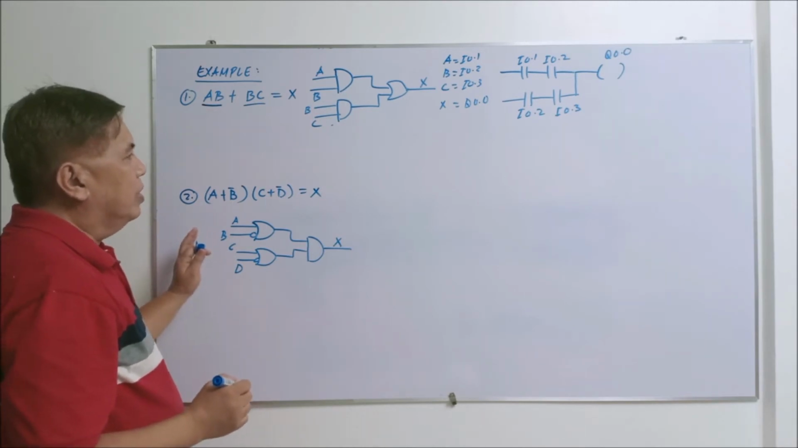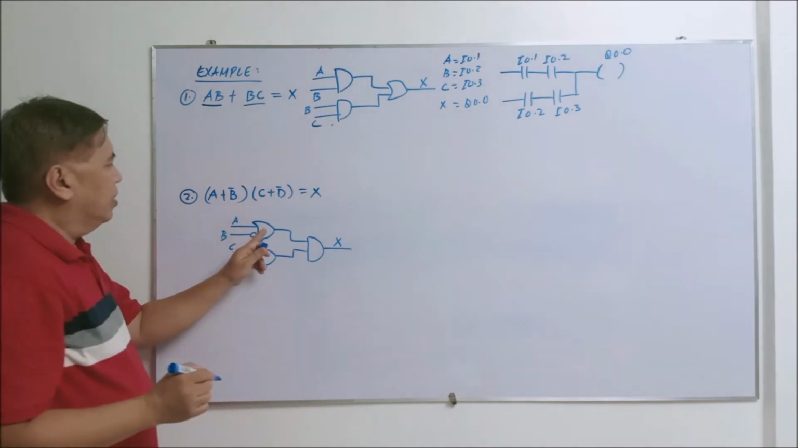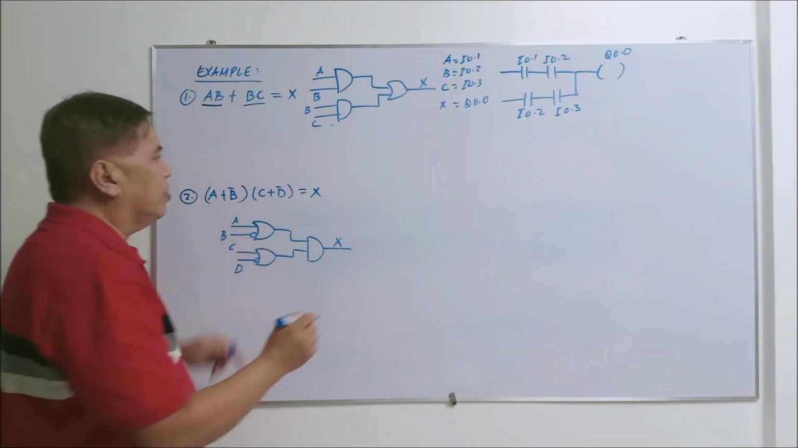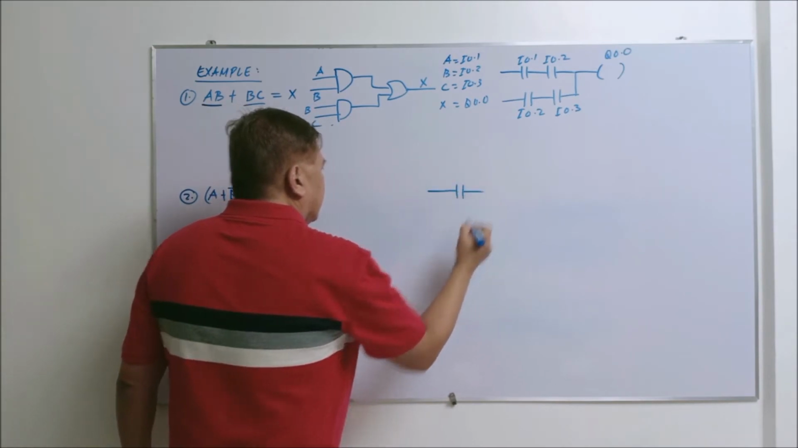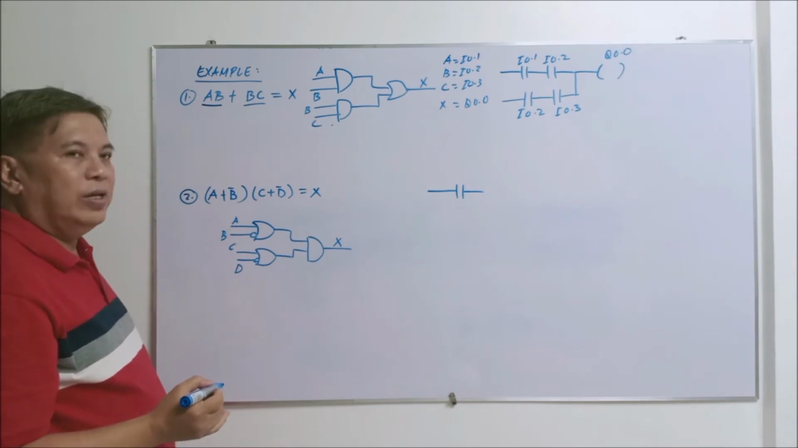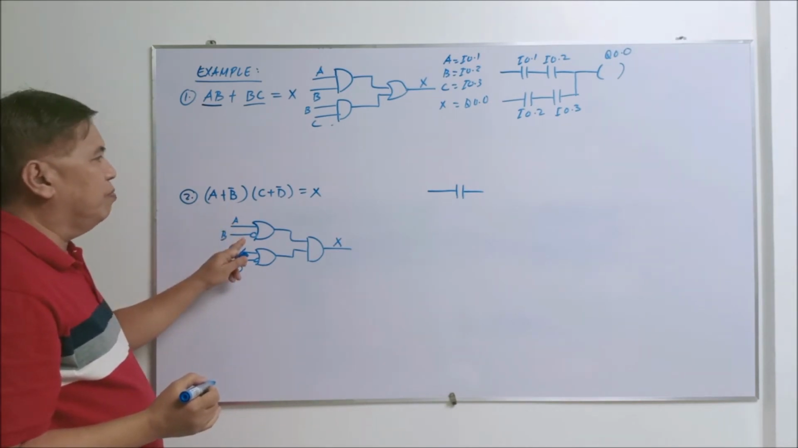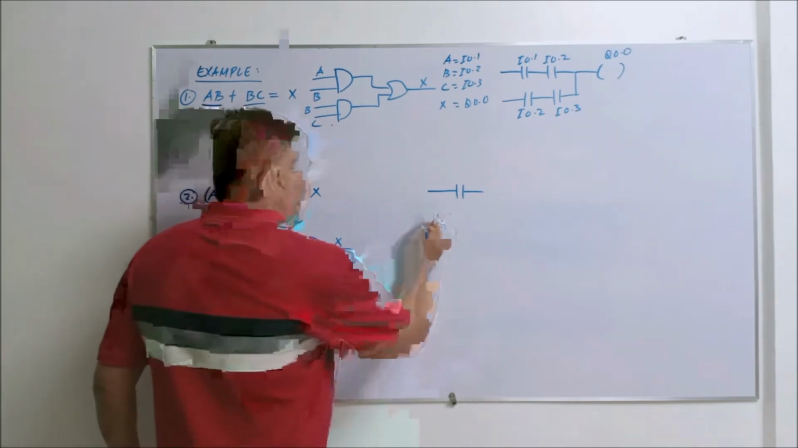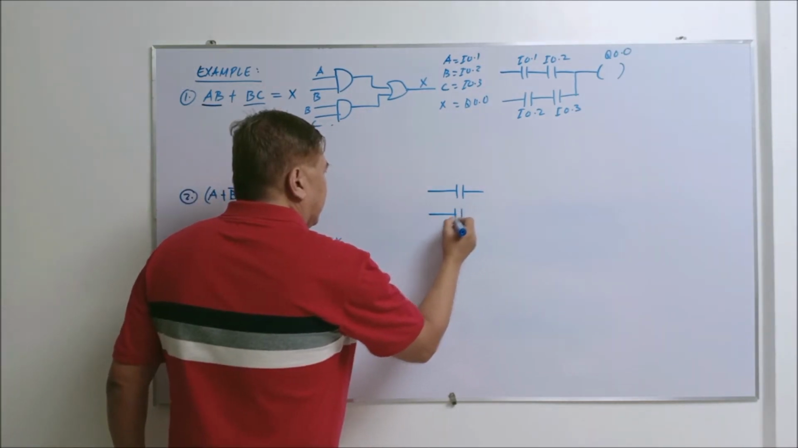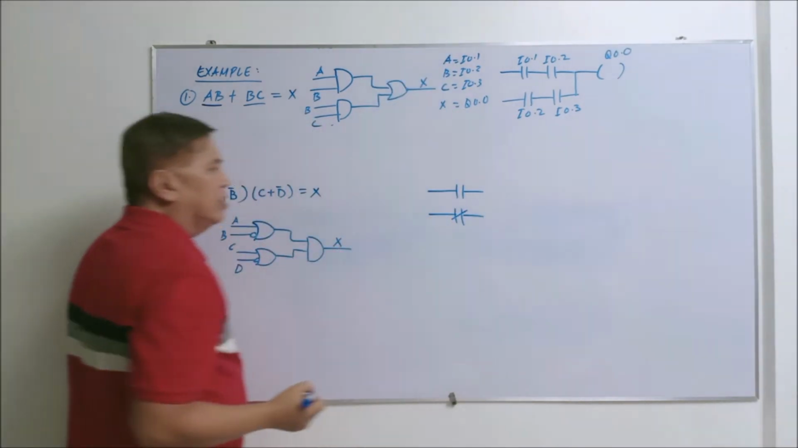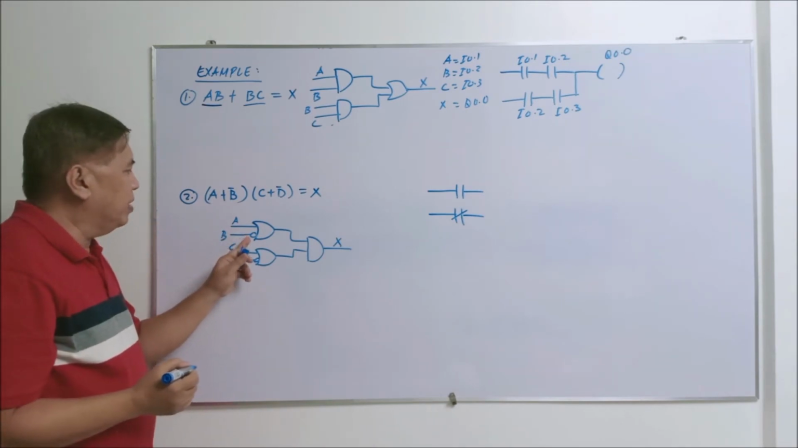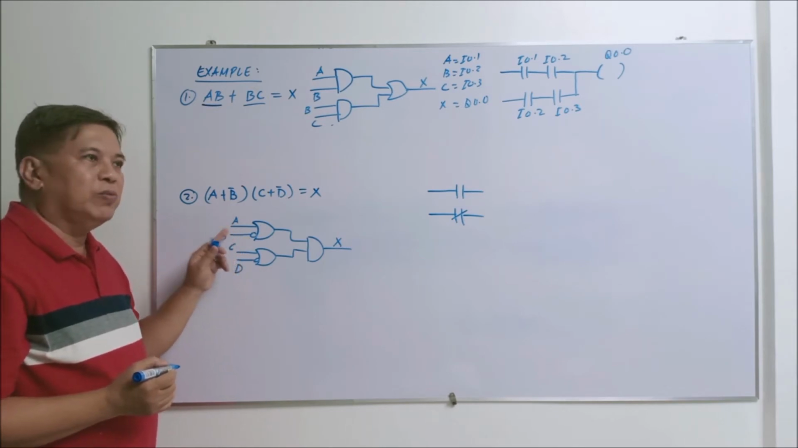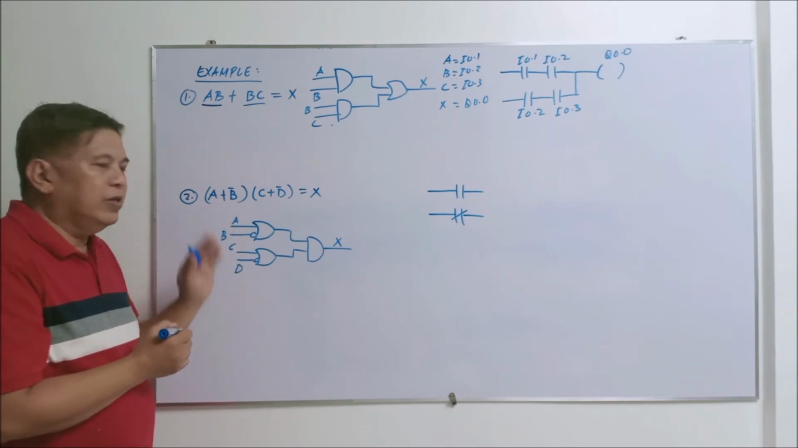So how do we draw the Siemens equivalent for this? So you have an OR gate. In other words, an OR gate is represented by a parallel connection. So your A is parallel to B complement. When you say B complement, that will be a normally closed contact. That will be the representation of your complement here, that is, if the inverter is placed at the input part of your circuit.